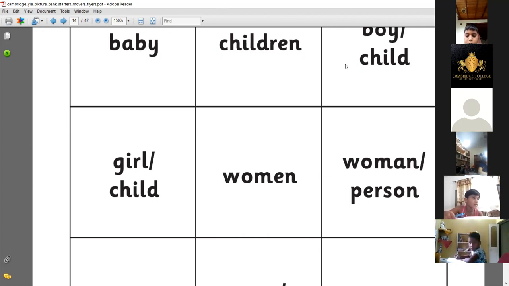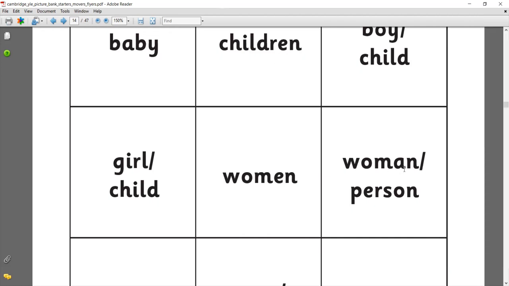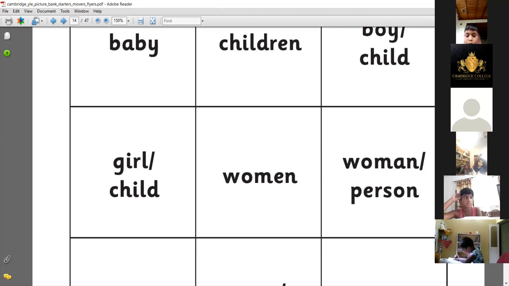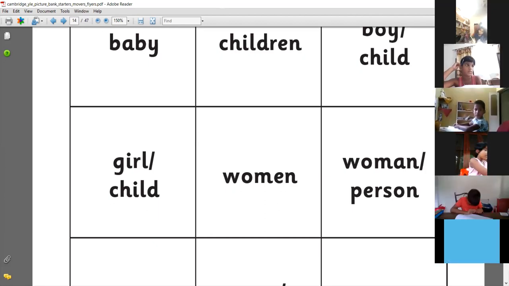Okay, next word is woman. If there is one person, you can say woman. And also there is another word, person. You can write both words. Woman, person. Check the spellings and write them properly. Don't skip letters, okay? Write the letters carefully without skipping. Woman or else the word person. Both words are correct. Woman, person.